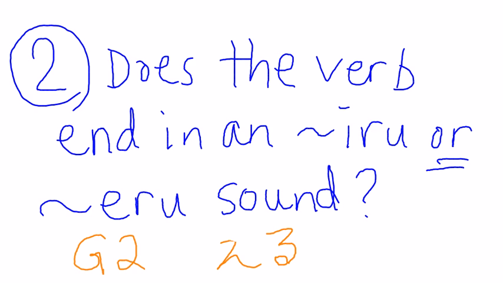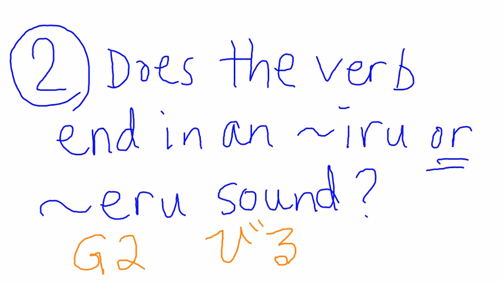So for example, you might have a verb that ends in keru. That would be an eru sound. Right? You might have a verb that ends in biru. Right? That's an iru sound. So as long as that vowel e or i precedes the ru, it would belong likely to group 2.